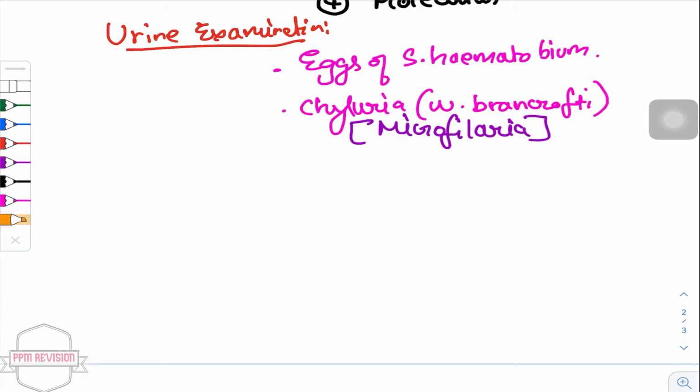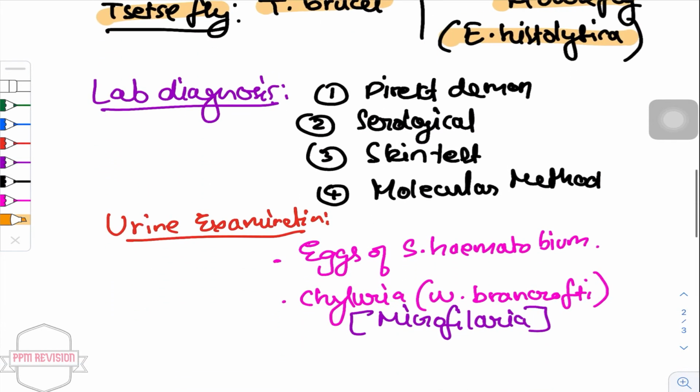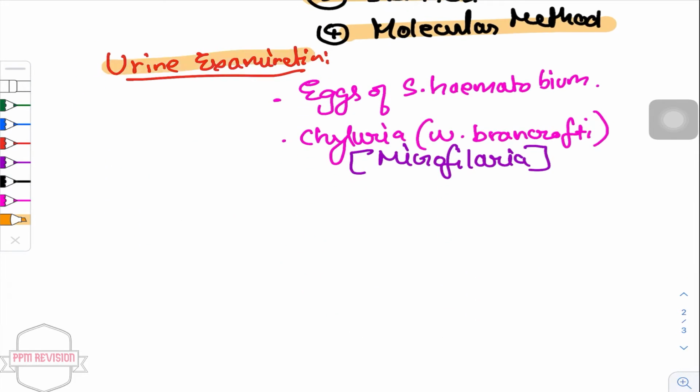Just to summarize the entire thing, there's lab diagnosis, under this being direct demonstration, serological, skin test and molecular methods. Under urine examination, there are eggs of S. haematobium as well as chyluria, Wuchereria bancrofti, and the microfilaria is seen in such cases.